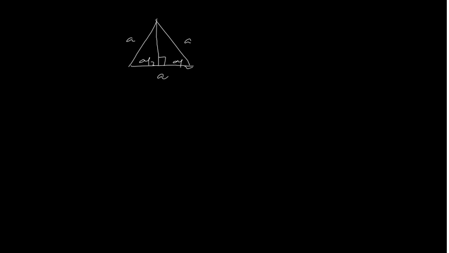And I want to find out this total area. How do I do it? I'll get the area of this one multiplied by 2. How do I get this area? Half into base, which is a by 2, because for this triangle it's a by 2, multiplied by height. How do I get the height?